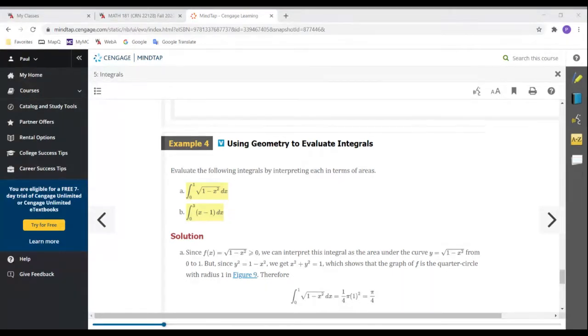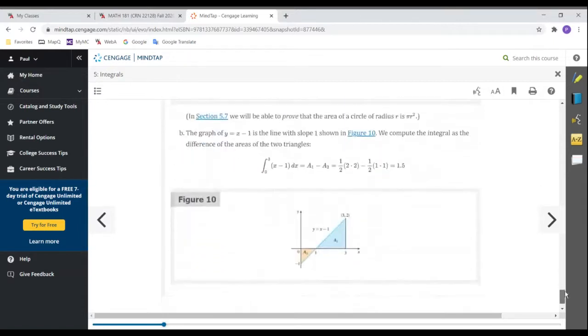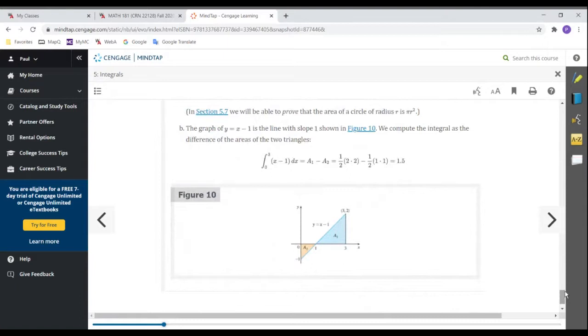A picture. That's right, Ian. That's right, Trevor. A picture. So I'm going to draw y equals x minus 1. Okay, that's a line. So in figure 10, you draw y equals x minus 1 from 0 to 3.